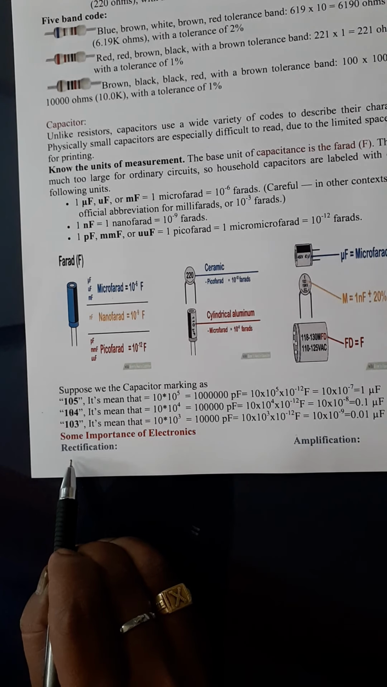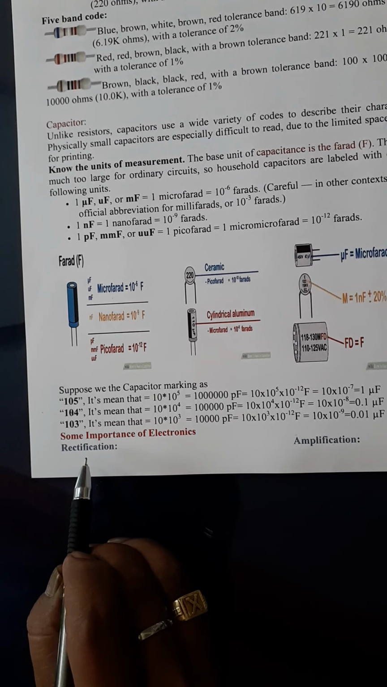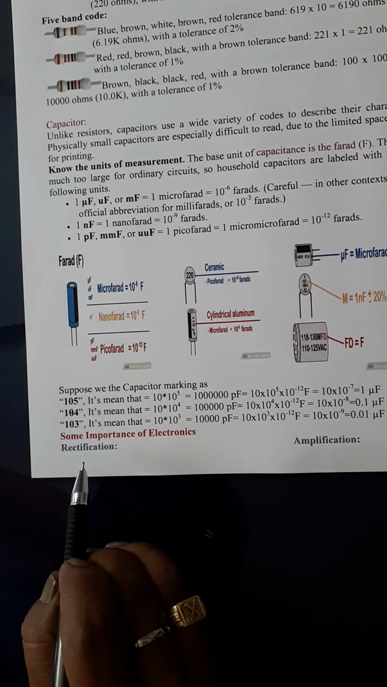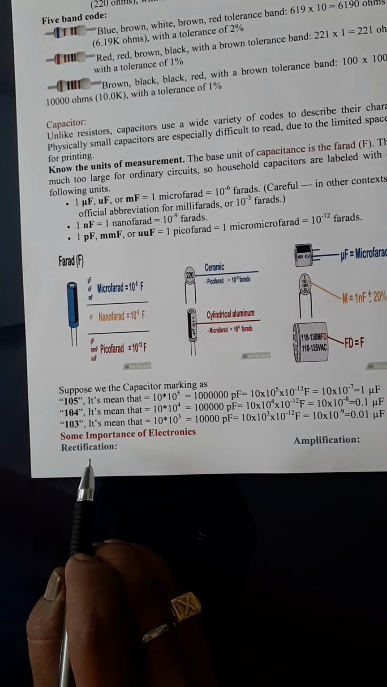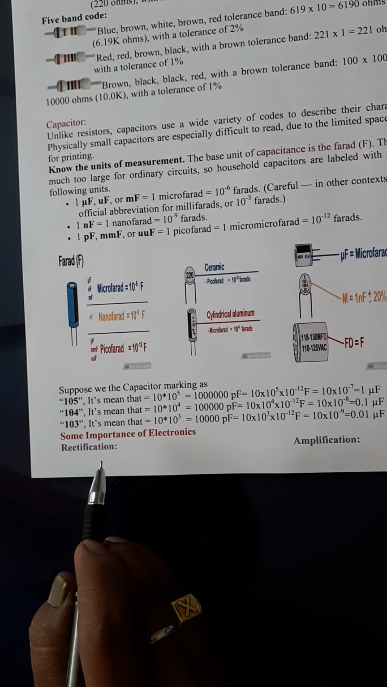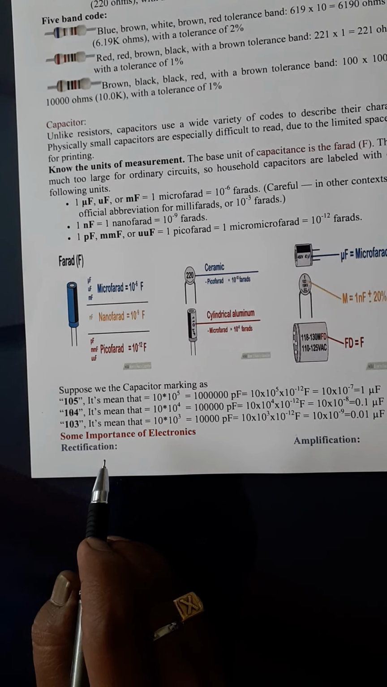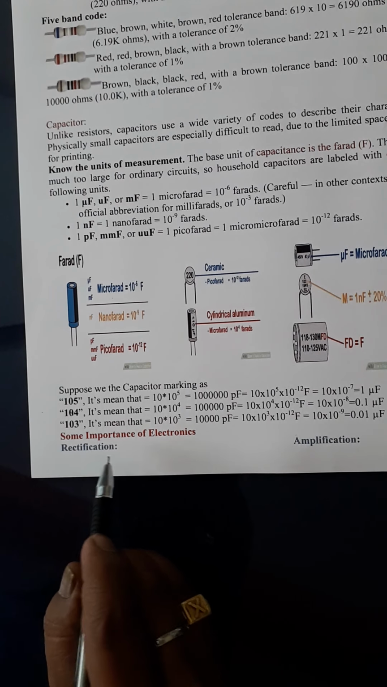The electronic circuits are used for rectification. What is the meaning of rectification? Rectification is the method in which AC is converted into DC, where we convert the input, that is alternating current, into direct current. The conversion of AC into DC is called rectification.